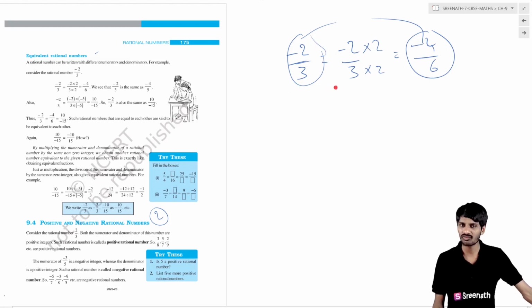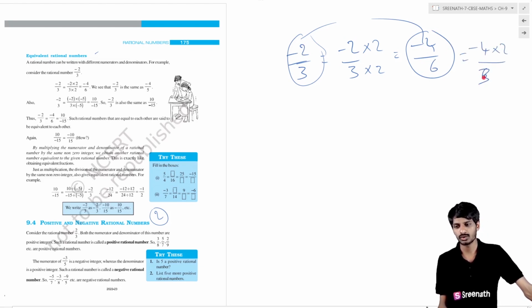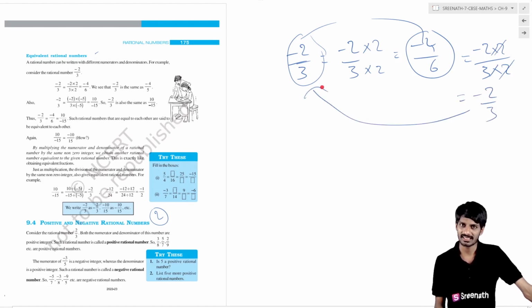Then how, sir? But why, sir? Means if you cancel out the common factor, which is 2 in this, then you will get this form. Suppose it can be written as minus 4 into 2, 6, 3 into, sorry. It can be written as minus 2 into 2, 3 into 2. So 2 will be cancelled. Then what is the remaining? The remaining is minus 2 by 3, which is our rational number.